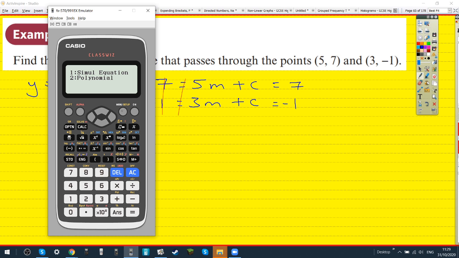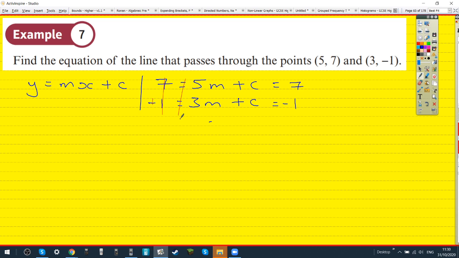In the calculator, 7 would be the first one. But it's equal to 7, equal to minus 1. So 5, 1, 7 is the top one, and then 3, 1, minus 1, which gives you x equals 4 and y equals minus 13. So which is which? What do you mean which is which? For the first one, x is 4. Now we have m and c, not x and y. The calculator just says x and y.